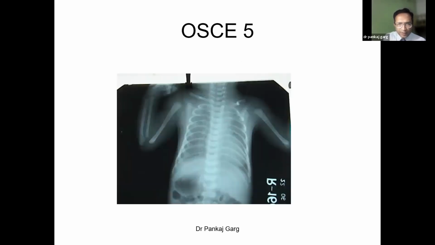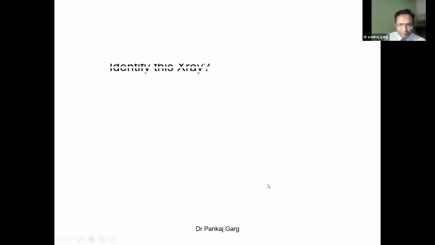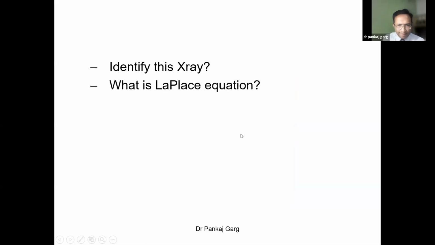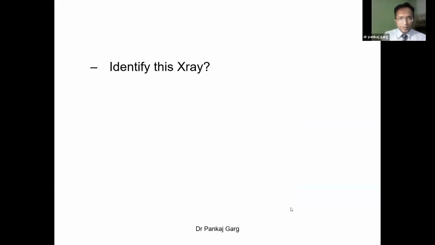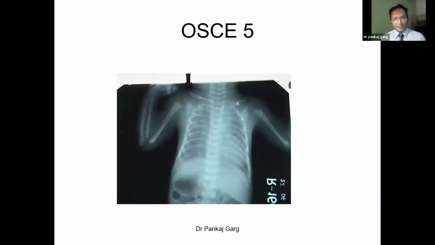Okay. Now look at this X-ray. Look at this X-ray very carefully. So identify. Identify this X-ray, clavicular fracture. I think I should show this X-ray again. People have not picked it up correctly. So let me show the X-ray again. Look at this X-ray. So there is no clavicular fracture.